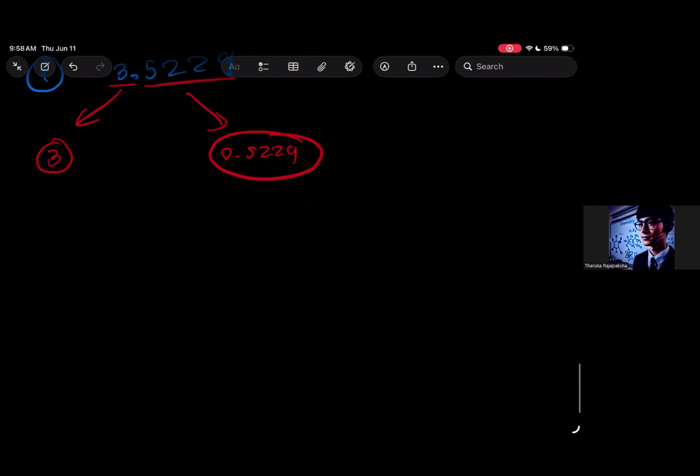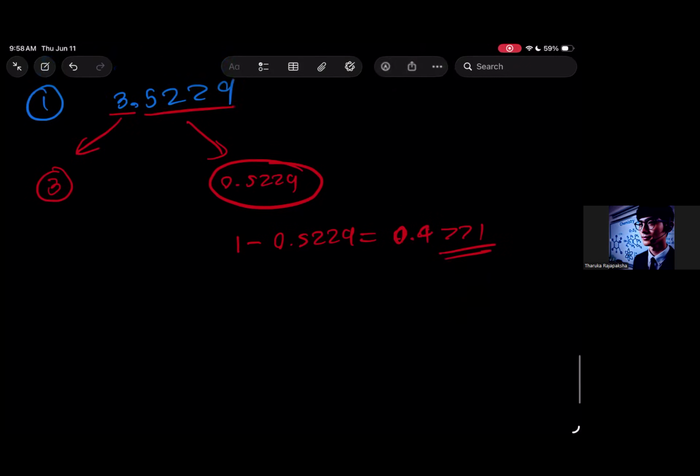Again, 1 minus 0.5229, we are going to find the answer for that. When you subtract, you get 0.4771. So 0.4771 is 1 minus 0.5229.